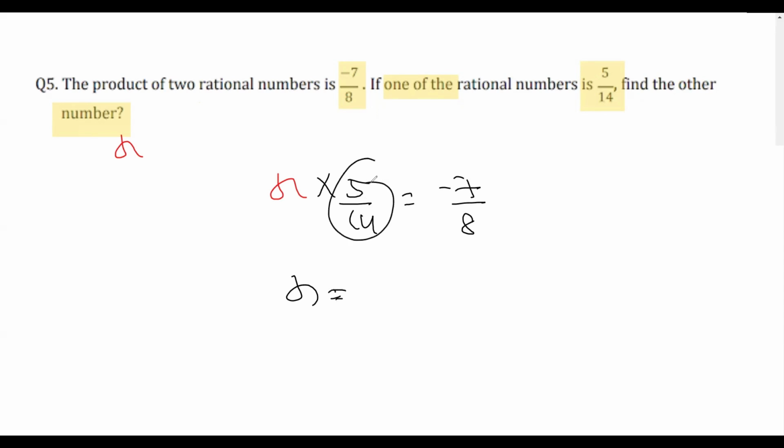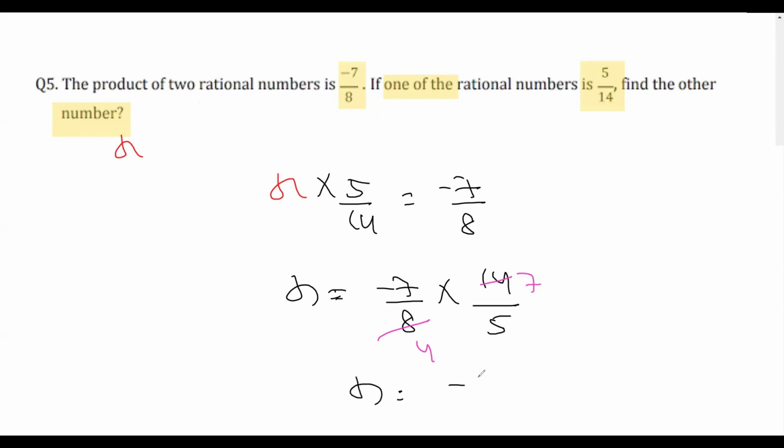So I'll transpose this to the other side. For that, minus 7 by 8 is as it is. As you know, if you transpose, it will be multiplied with its reciprocal. So 14 will come in the numerator and 5 will come in the denominator. You may further reduce it. So this is 2 4 times and 2 7 times. So after reducing, you'll get x as minus 49 over 20.